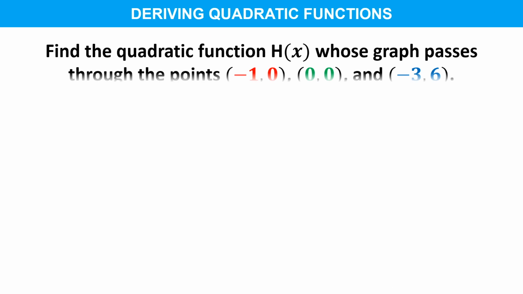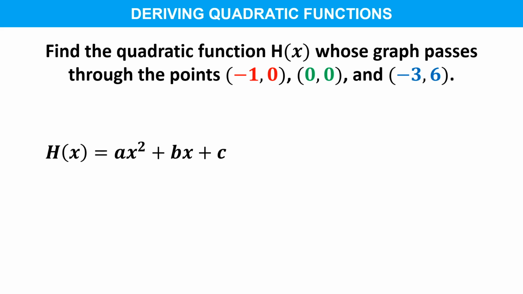Let's solve this. Find the quadratic function h of x whose graph passes through the points (negative 1, 0), (0, 0), and (negative 3, 6). The required function is of the form h of x is equal to ax squared plus bx plus c, where a, b, and c are real numbers and a is not equal to 0. Every point on the graph of h of x satisfies the given function.